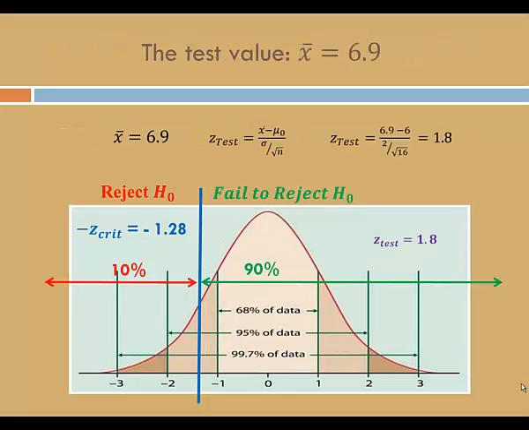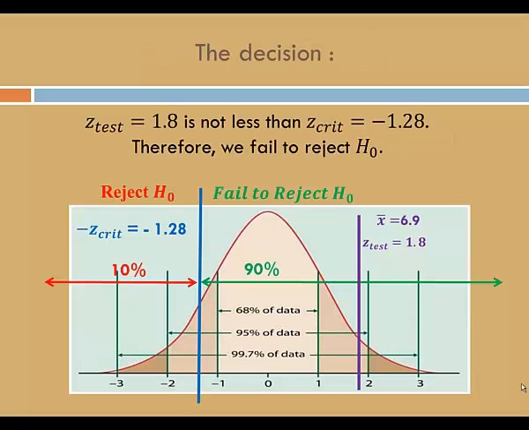Our test value is our sample mean, 6.9. In order to compare the test value to our critical value, we'll standardize it. The formula is x-bar minus mu naught over sigma divided by the square root of n. If we substitute in the values and then simplify, the test statistic is 1.8. 1.8 is on the right-hand side in the fail to reject region. The decision? Our test value, 1.8, is not less than our critical value of negative 1.28. Therefore, we fail to reject H0.